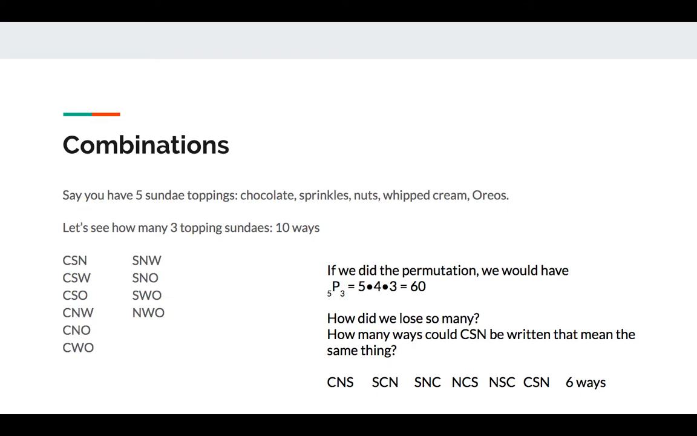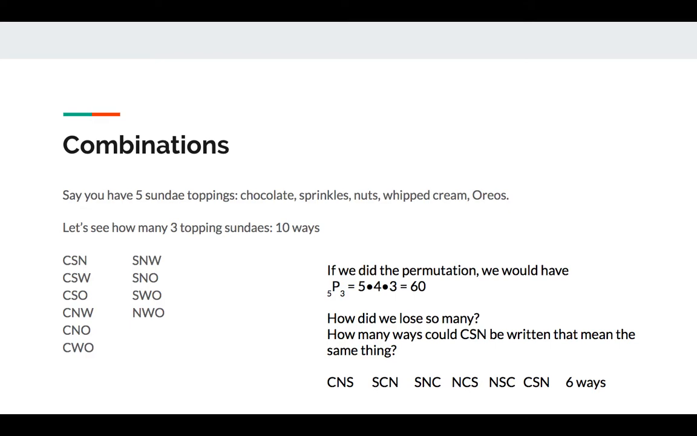Now, if I had done a permutation, I would have said 5P3 because I have 5 toppings and I'm taking 3 of them. And that would be 5 times 4 times 3, which is 60. But that's too many. We came up with only 10. How in the world did 60 become 10?